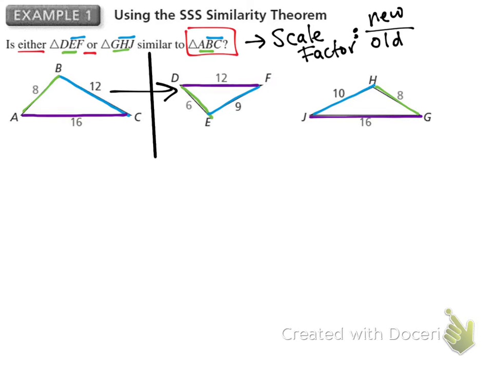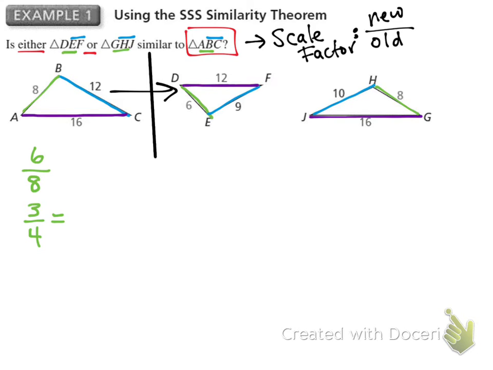So what is the new length? I'll do the green ones first, AB. What does AB correspond with on the second triangle? DE, which is 6. So the new length is 6. The old length was 8. What does this reduce to? 3/4. We're going to see if all of these scale factors are the same.